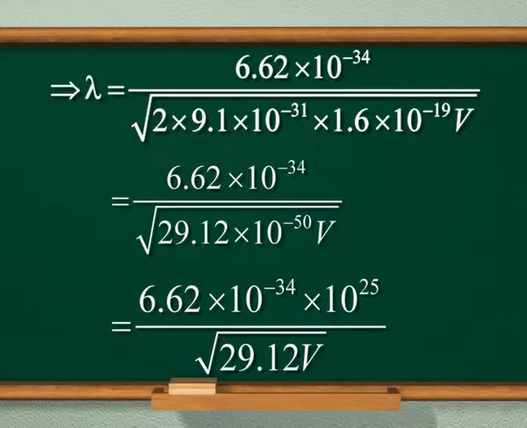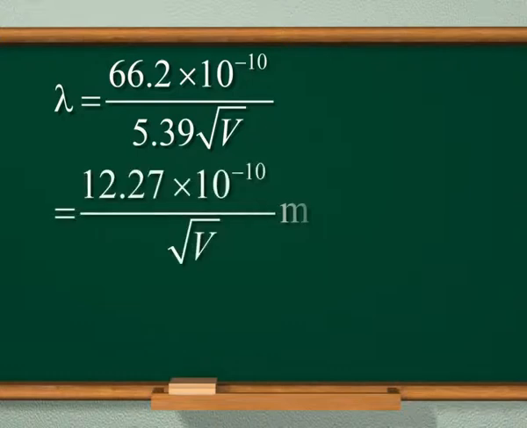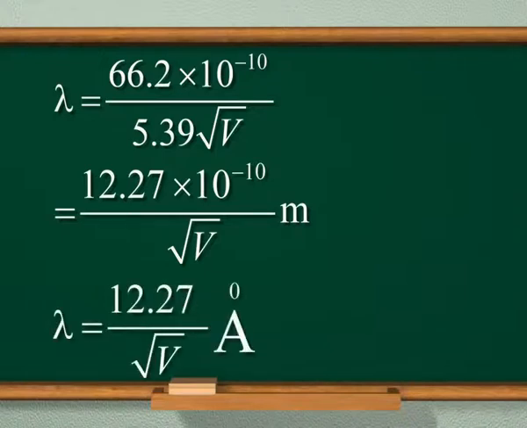minus 34 into 10 raised to the power 25 divided by under root 29.12 into V. On simplifying, we get lambda is equal to 66.2 into 10 raised to the power minus 10 upon 5.39 into under root V, which is equal to 12.27 into 10 raised to the power minus 10 upon under root V meter. On simplifying again, we get lambda is equal to 12.27 upon under root V angstrom.